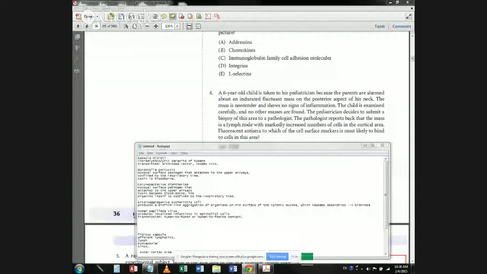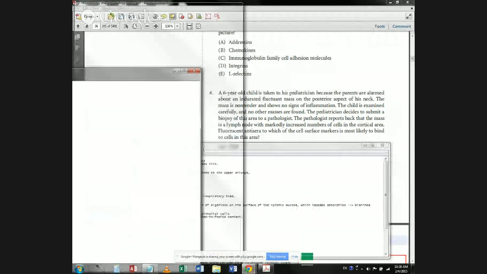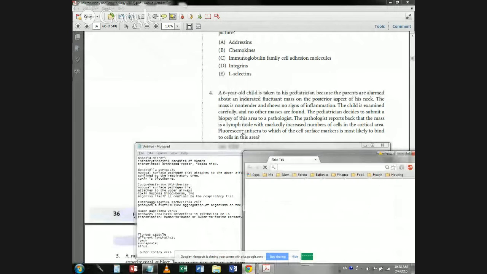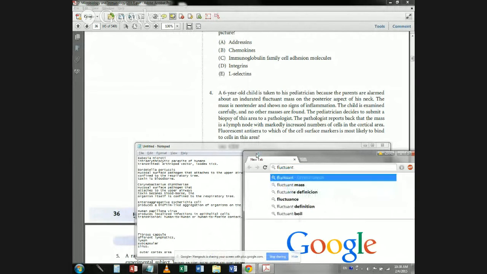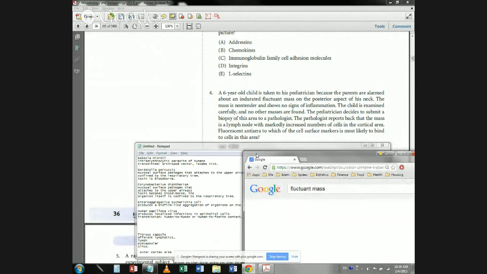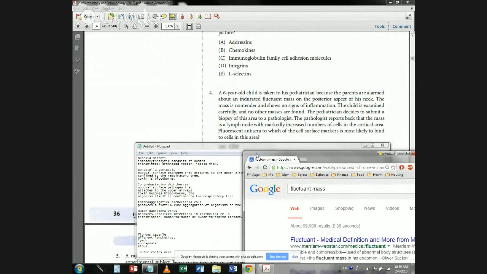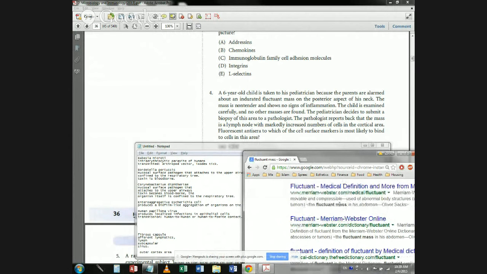Mamma mia. Let's see. I'll just look that up real quick. Come on. Oh my gosh, this is really slow. But anyway, indurated means depressed, right? But fluctuant, I guess it keeps changing. It's probably something that becomes indurated but doesn't get indurated. It is movable and compressible.